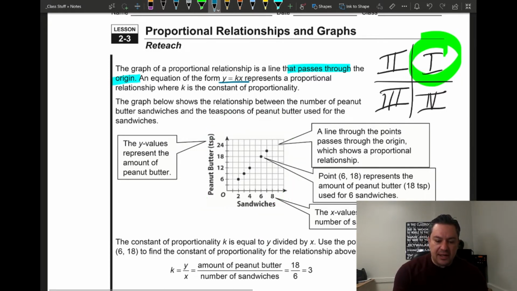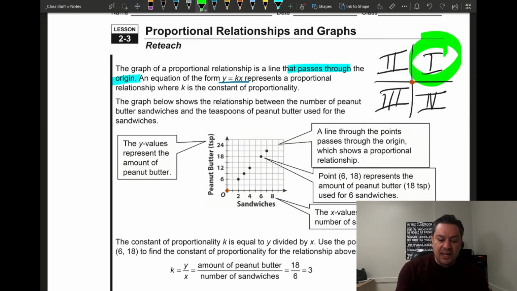With that being said, it says the origin. The origin of a graph is going to be the point 0, 0. Now we're going to be talking about points, coordinates, and coordinate planes and all that fun stuff, okay? The origin of a graph is going to be the point 0, 0, which is the very corner. So in this graph, the origin is right here.